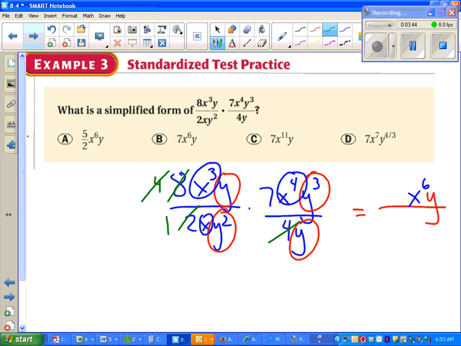7 doesn't seem to cancel with anything, so I leave a 7 on top and no number on the bottom. So there's nothing in my denominator. 7x to the 6th, y. Choice B.